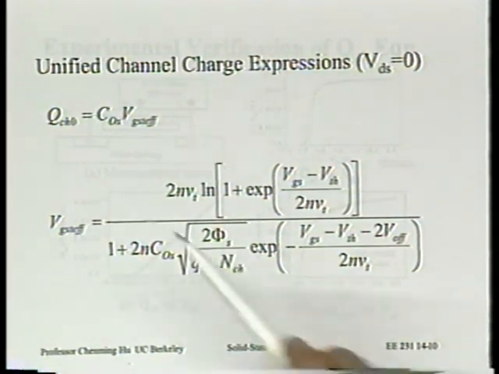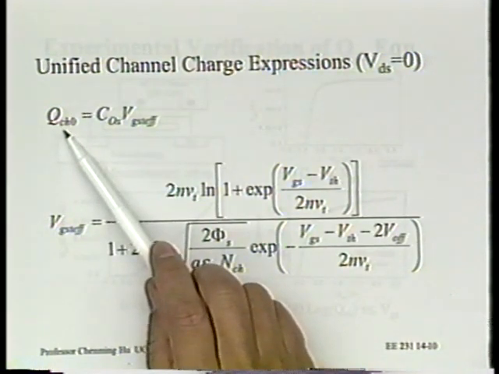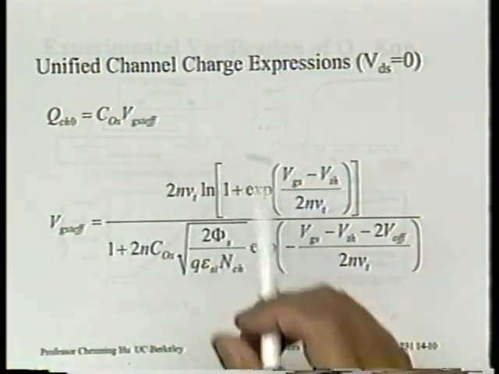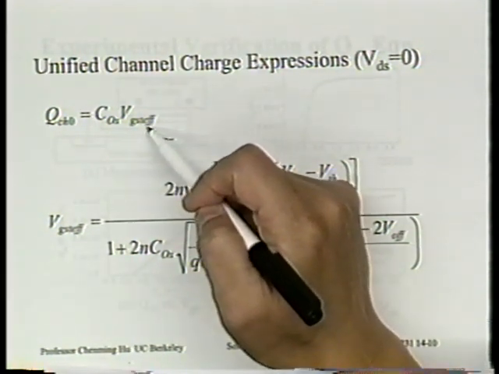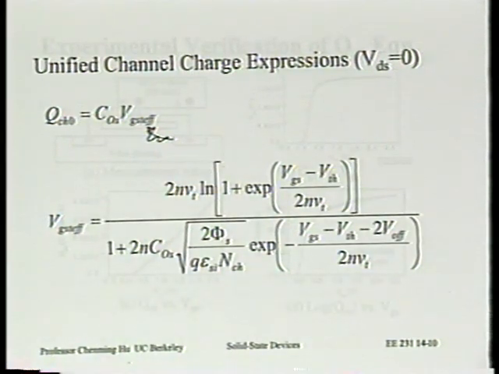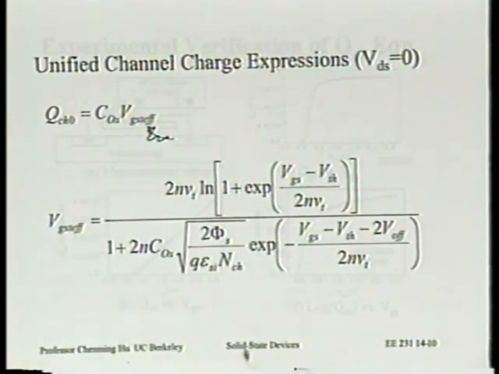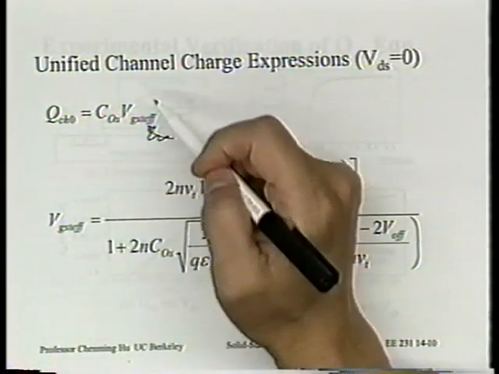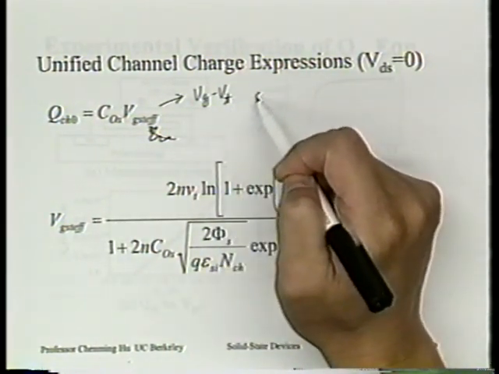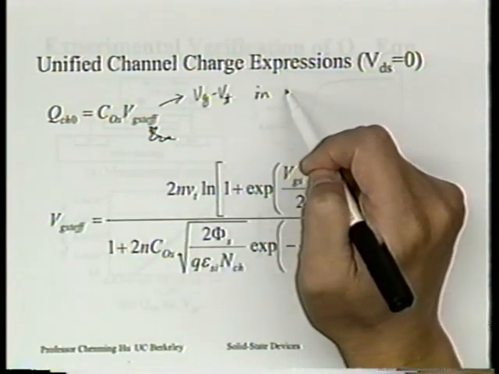If you take this equation, the channel charge is simply equal to Cox times VGST effective. VGST effective, think of it as if it's equal to VG minus VT. It's not. This is the expression for VGST effective. Take my word for it. This function becomes Vg minus Vt in the strong inversion region.